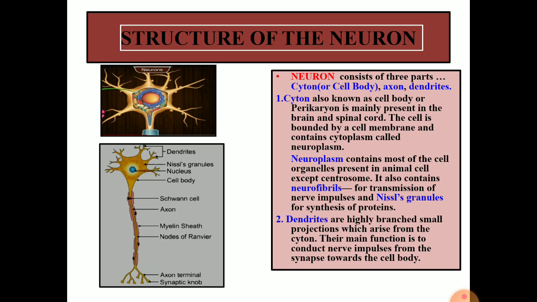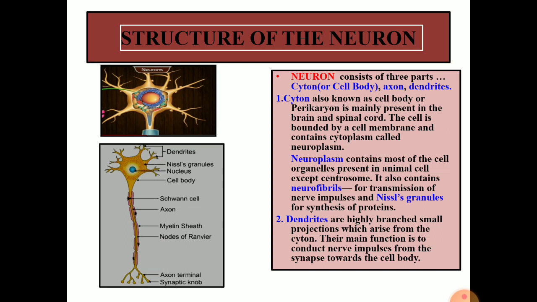Cyton. It is also known as the cell body or perikaryon, also known as soma. It is mainly present in the brain and the spinal cord. The cell is bounded by a membrane which is known as the cell membrane, and it contains cytoplasm which is known as neuroplasm in this neuron. Neuroplasm consists of most of the cell organelles which are present in an animal cell except the centrosome, and that is the reason why the neuron cannot replicate. That means it does not divide.